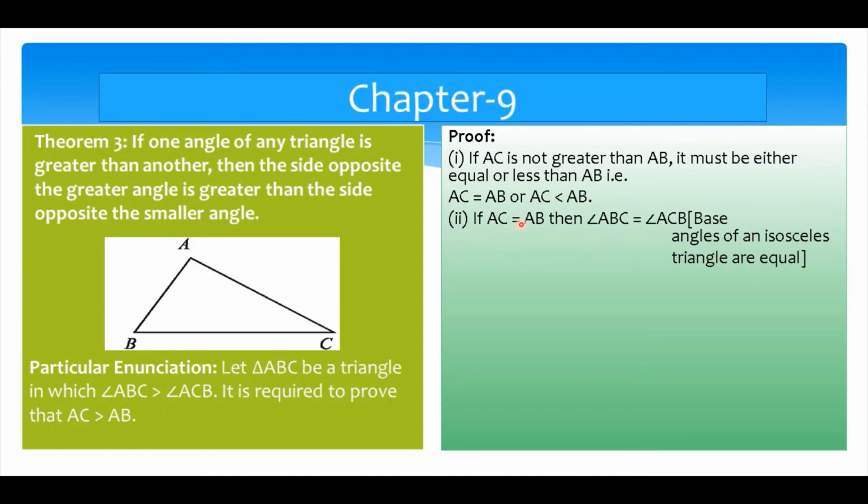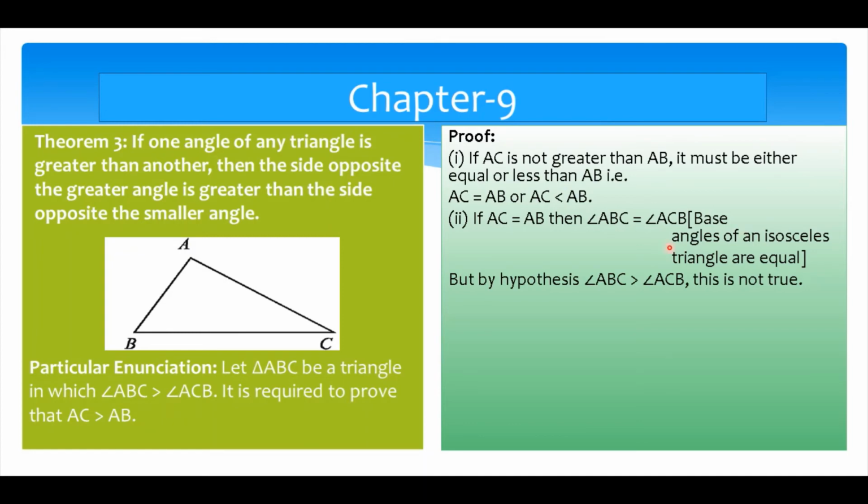That is, we get from the property that if in any triangle two sides are equal, then the opposite angles are also equal. That means if AC equals AB, the opposite angle of side AC is angle ABC, and the opposite angle of side AB is angle ACB. That is, the base angles of an isosceles triangle are equal.